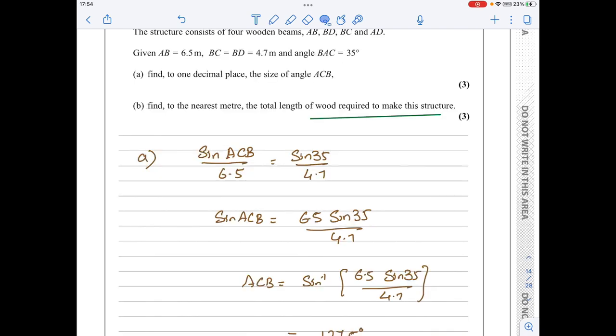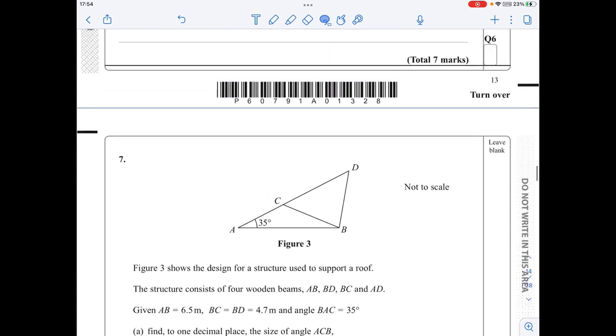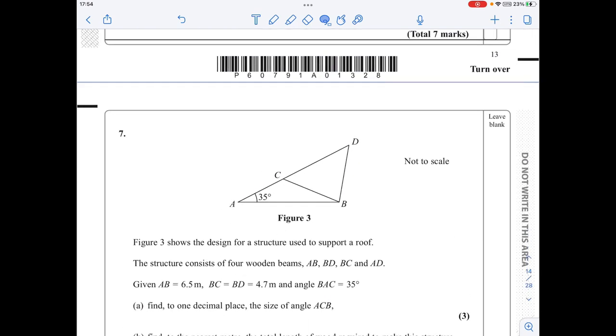Coming to part B, find to the nearest meter the total length of the wood required to make this structure. So the total length required is nothing but, we have to add all the sides. So it has been given that AB was 6.5, BC is 4.7, BD is 4.7, angle BAC is 35 degrees, and this angle we have just found, 127.5.